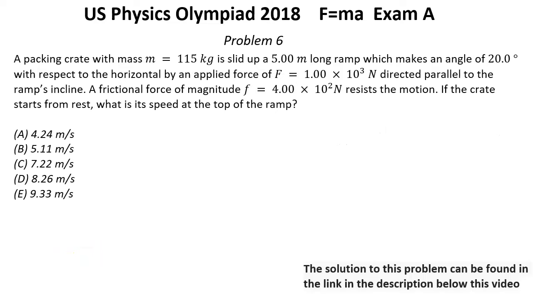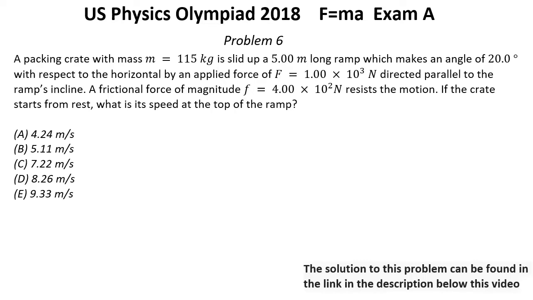Problem number 6. A packing crate with mass m equal to 115 kg is slid up a 5 meter long ramp, which makes an angle of 20 degrees with respect to the horizontal, by an applied force of 1000 newtons directed parallel to the ramp's incline. A frictional force of magnitude 400 newtons resists the motion. If the crate starts from rest, what is its speed at the top of the ramp?